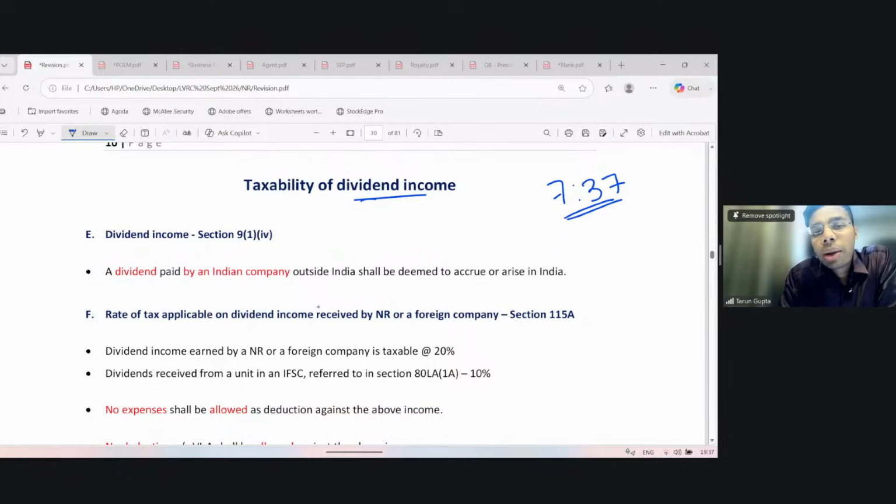how and when can such income be taxable? So Section 9 says dividend paid by an Indian company outside India is deemed to accrue or arise in India. So if the dividend is paid by an Indian company, it shall be deemed to accrue or arise in India and taxable in the hands of the non-resident.